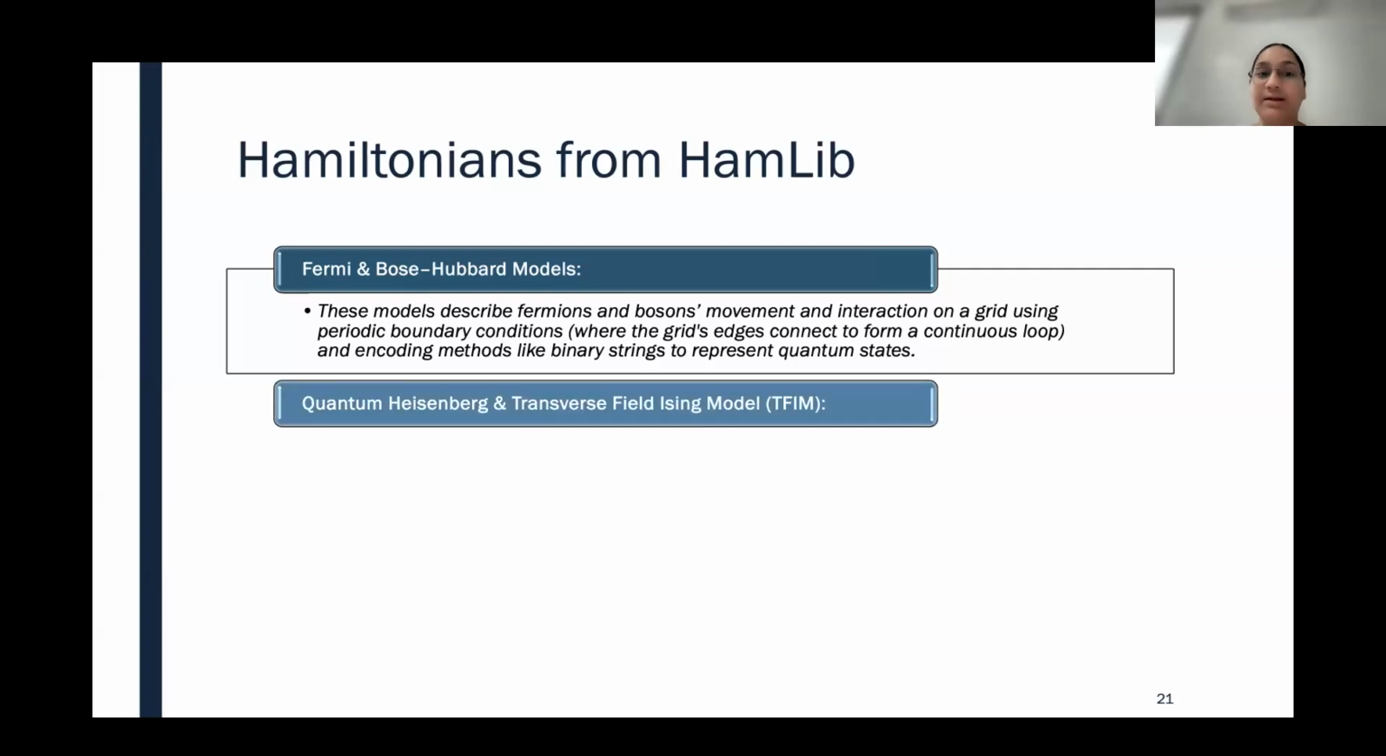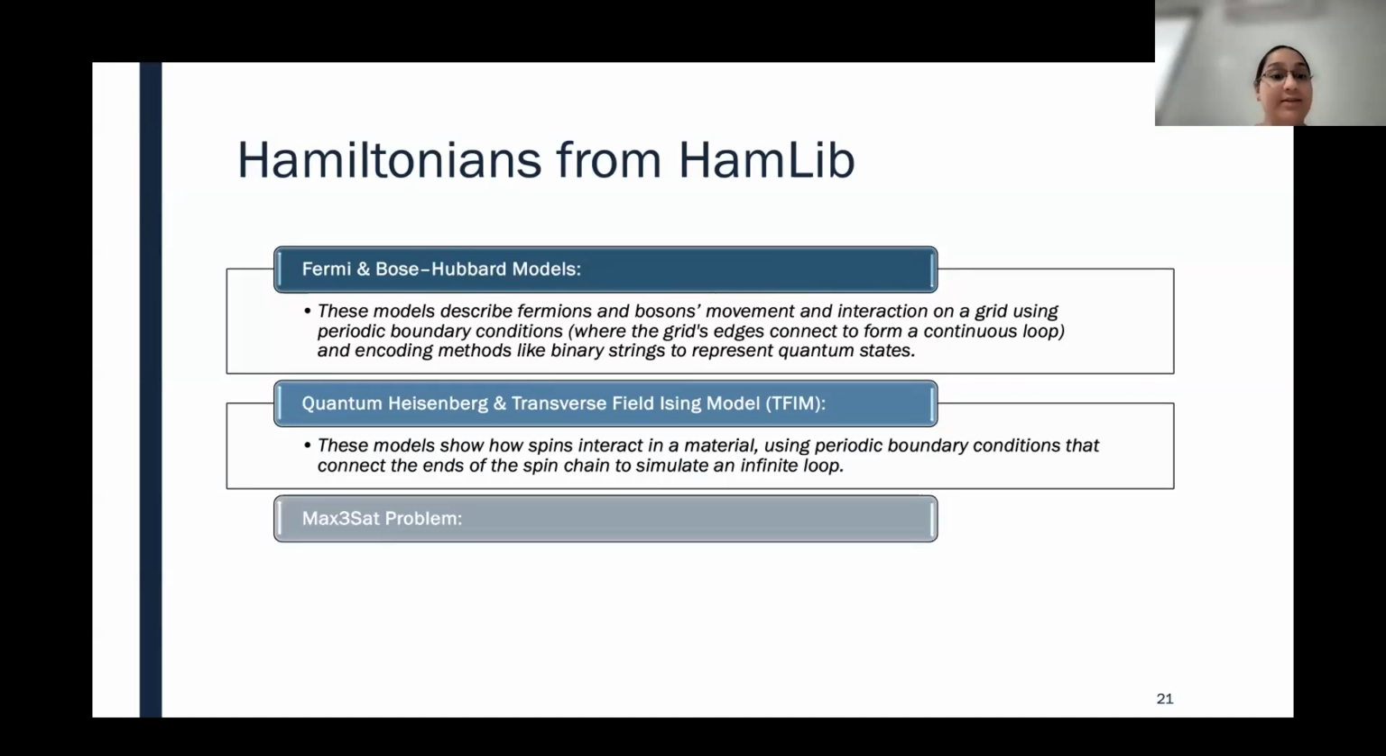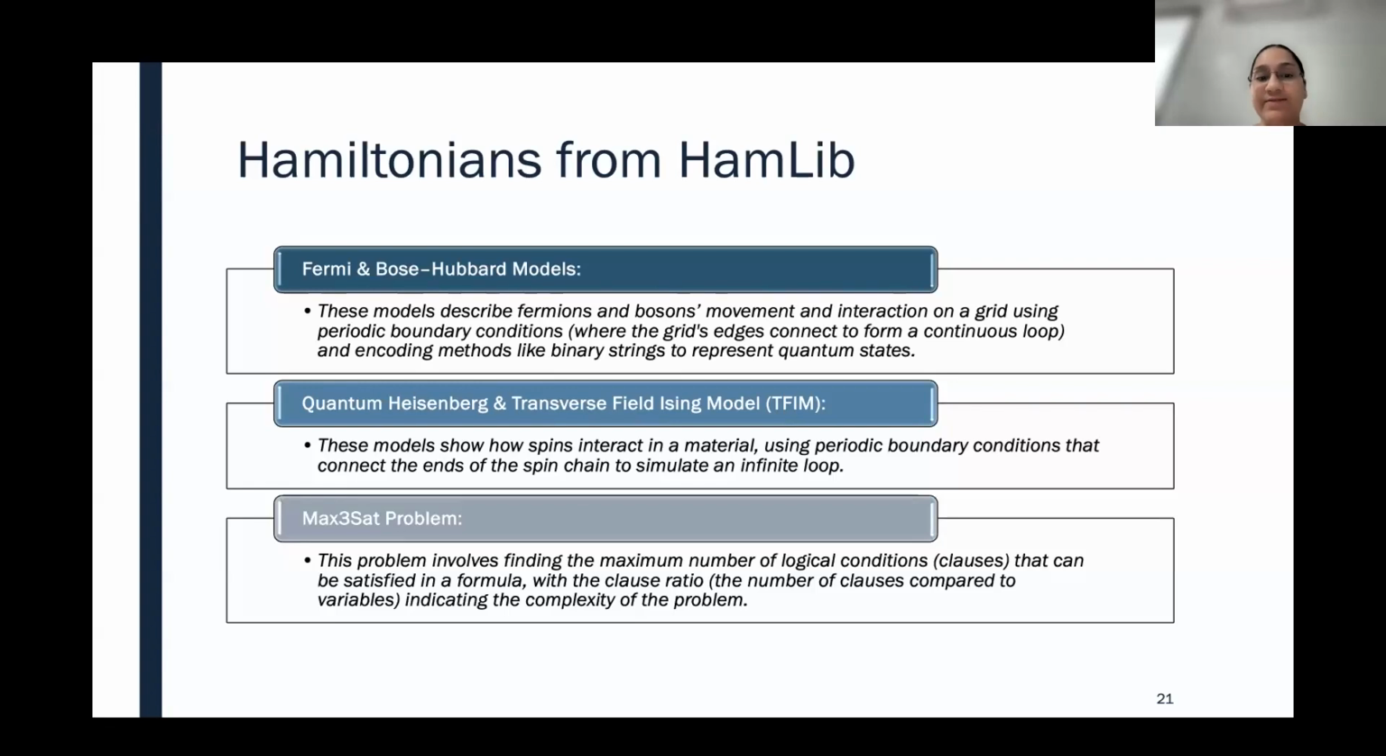Then we have the quantum Heisenberg and the transverse field Ising model. These two models show how spins interact in a material using periodic boundary conditions that connect the ends of the spin chain to simulate an infinite loop. The fifth problem that we have is the max 3-SAT problem. This problem involves finding the maximum number of logical conditions or clauses that can be satisfied in a formula with the clause ratio, which is the number of clauses compared to variables. And the clause ratio is responsible for indicating the complexity of the problem.